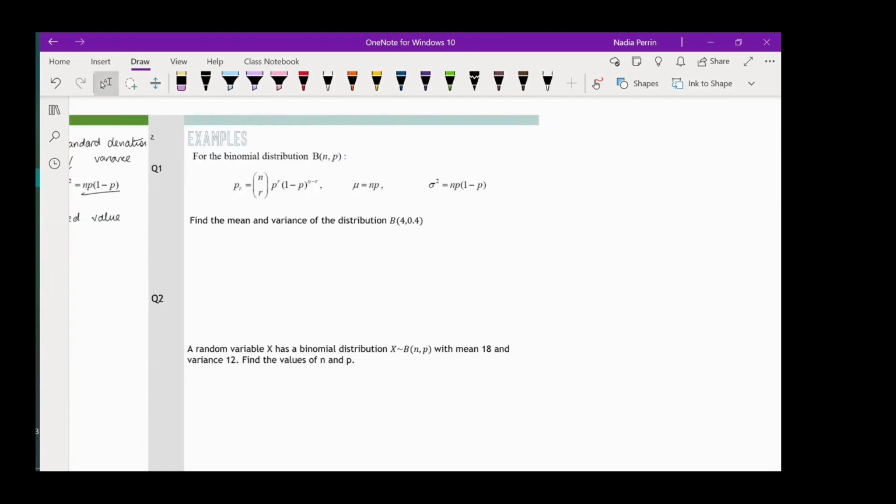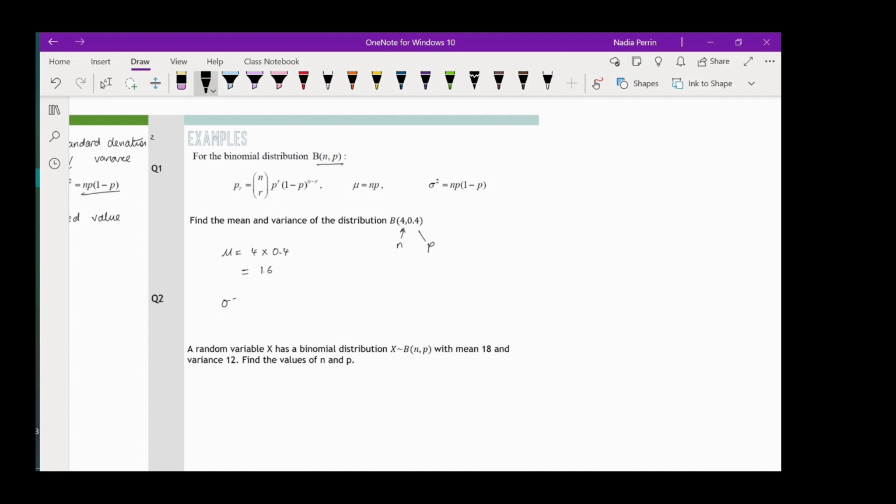So the first one, dead easy. You are simply working out the mean and variance. So remember that when they give it to you like this, it's NP. It's given in the order that it's given on the formula sheet. So we can just say that the mean is equal to 4 times 0.4. So we know that it's 1.6.